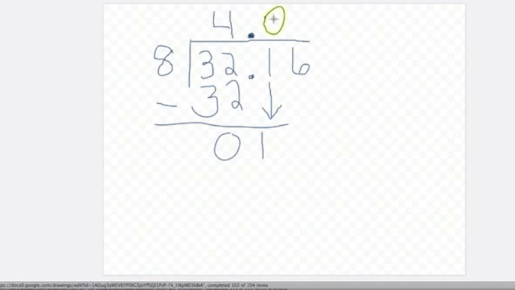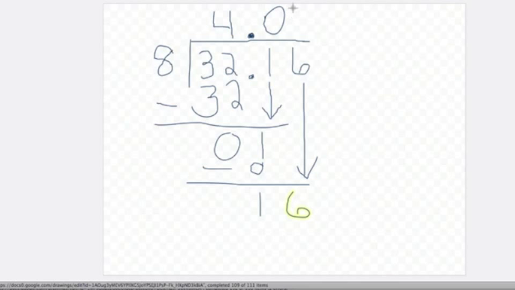And then back to multiplying. 0 times 8 is 0. And then subtract. 1 minus 0 is 1. Bring down. And then we start over with divide.